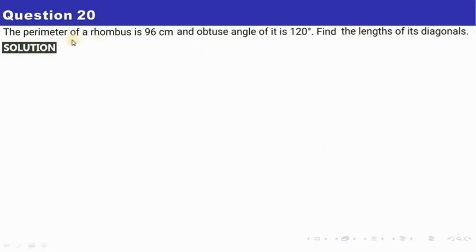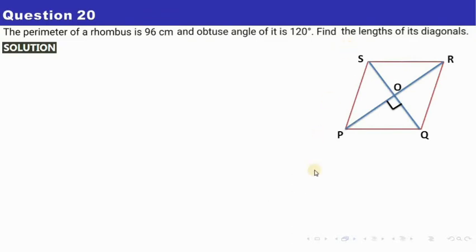So the question says the perimeter of a rhombus is 96 centimeter and the obtuse angle of it is 120 degree. So let us talk about this. Okay, so this is my rhombus. A rhombus is a parallelogram where all sides are equal. You know that, right? As you can see, this full angle is greater than 90 degree, that is, it is an obtuse angle. So this angle is given to be 120 degree. You need to remember that.